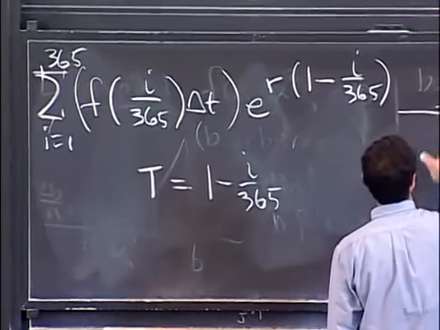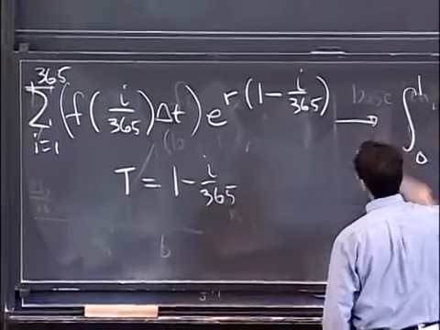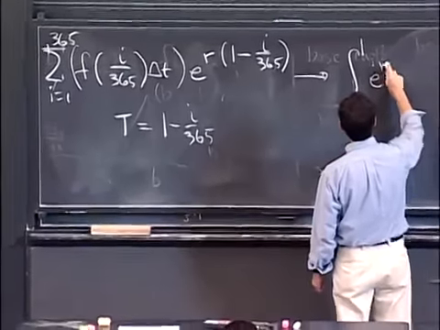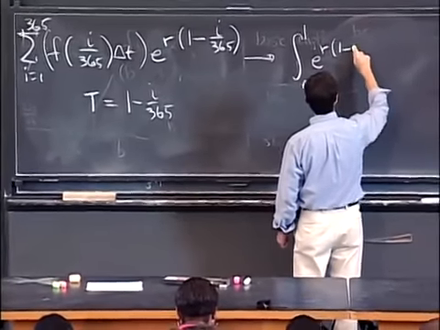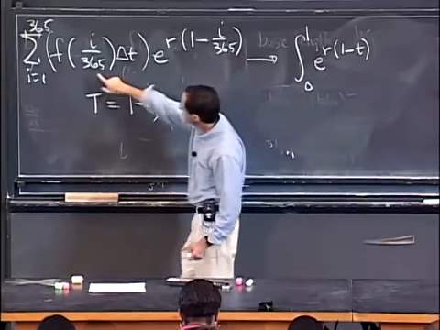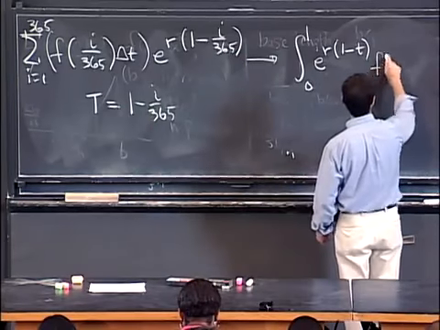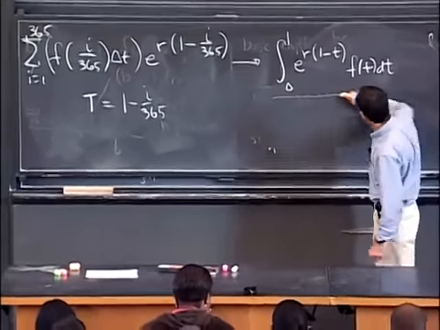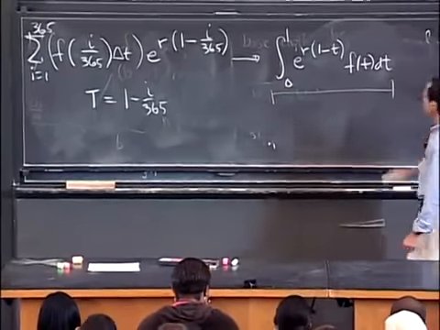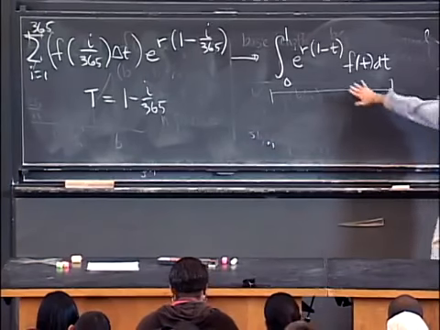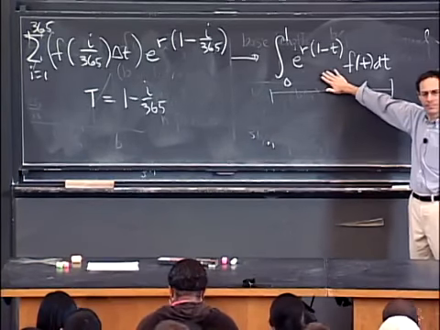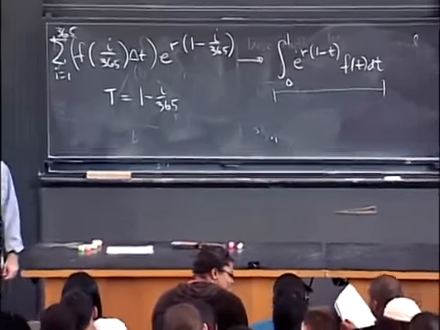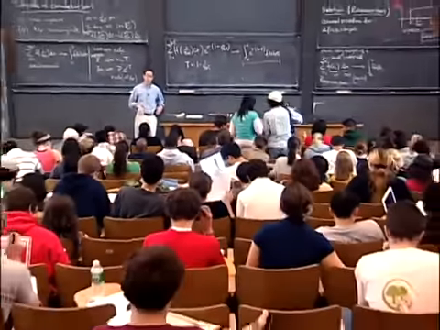And that is essentially the integral from 0 to 1. The delta t comes out, and you have here e to the r times 1 minus t, so the t is replacing this i over 365, times f of t dt. And so when you start computing and thinking about what's the right strategy, you're faced with integrals of this type. All right? So that's just an example, and see you next time. Remember to think about questions that you'll ask next time.